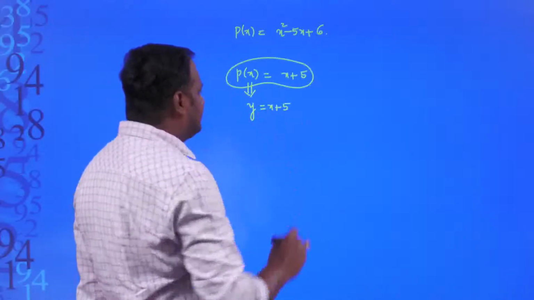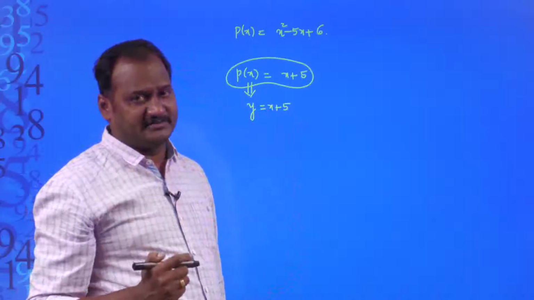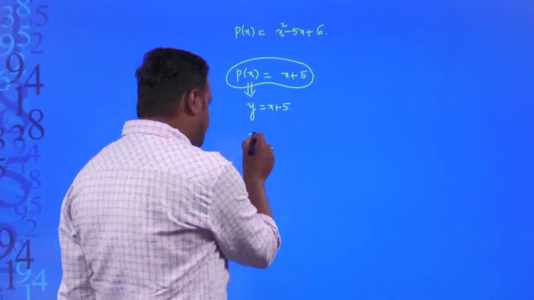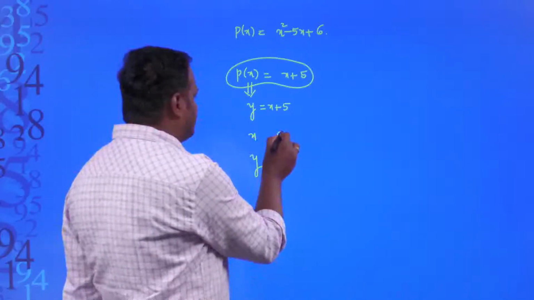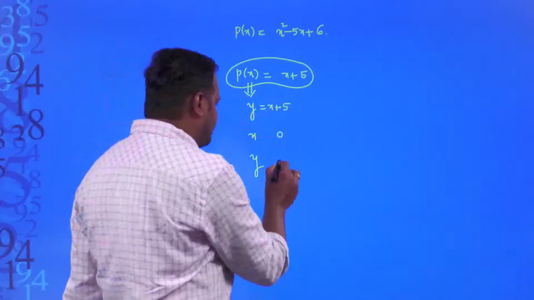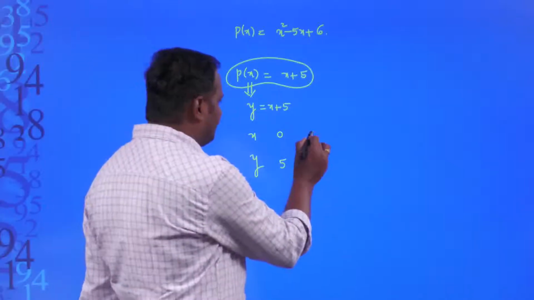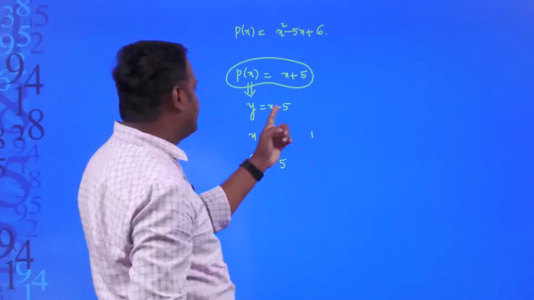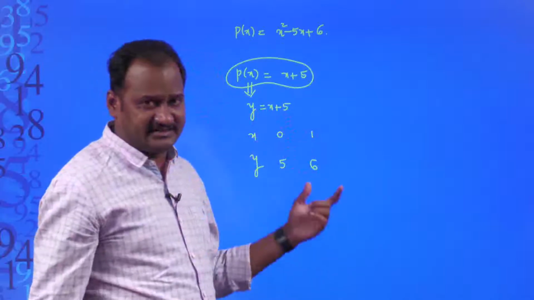So, in order to draw this y is equal to x plus 5 on the graph sheet, I need at least 2 points, right. So, I am taking the points x and y. Okay. For example, I will take x is equal to 0. If I take x equal to 0, then 0 plus 5 is equal to 5, that is the value of y. And if I take x is equal to 1, then I get value of y is 1 plus 5 is equal to 6. I think these 2 points are enough to draw this.